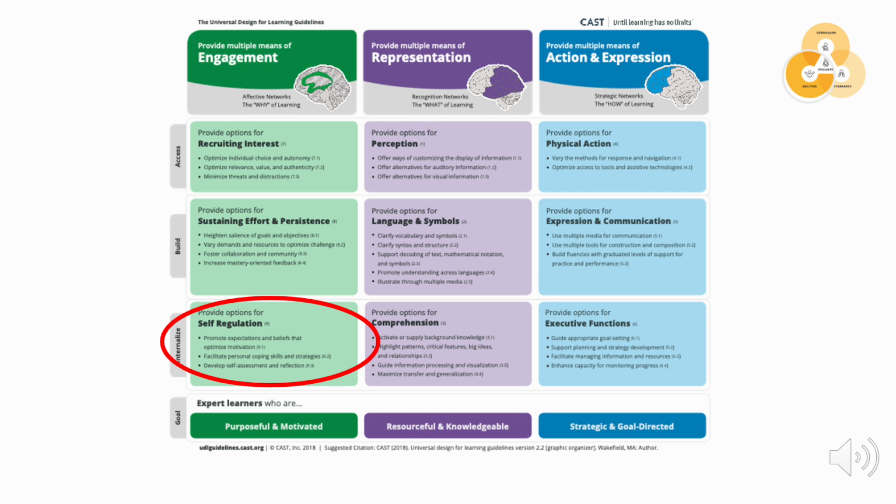The Universal Design for Learning framework is developed on a hierarchy approach. So before students can engage in self-regulation, we first need to support them to recruit their interest, then sustain their effort and persistence in the learning process. Then we support self-regulation.